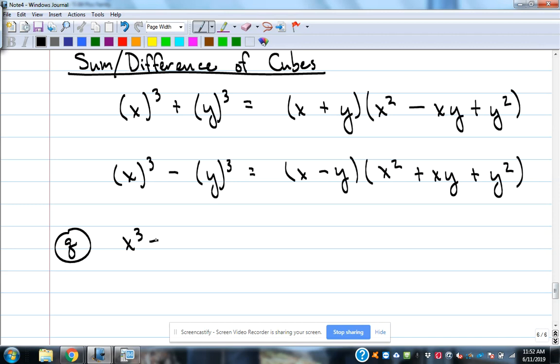Say we had x cubed minus 8. I can rewrite that as a cube because it's x to the third power. What to the third power gives me 8? 2. 2 times 2 times 2 is 8.